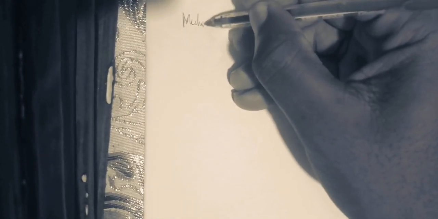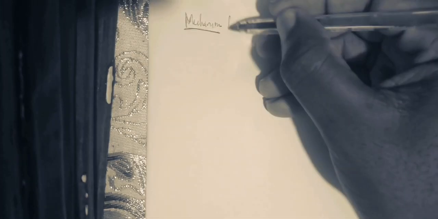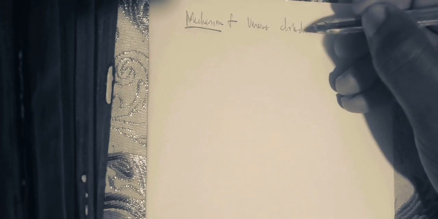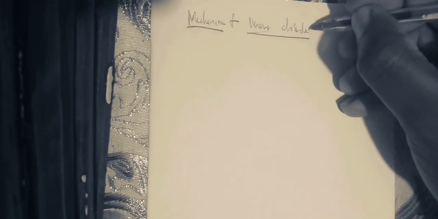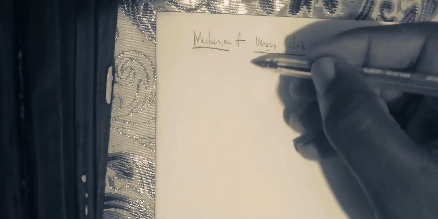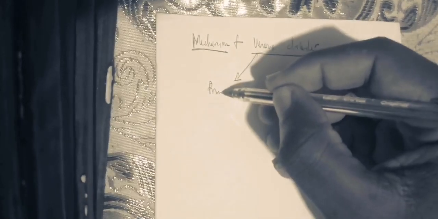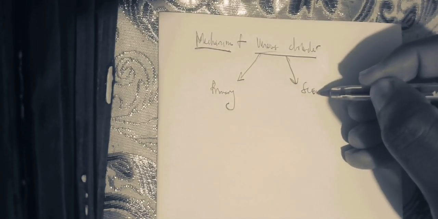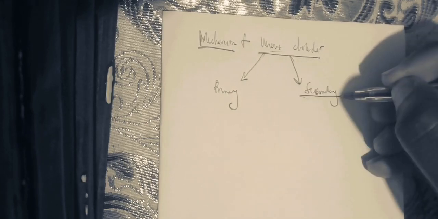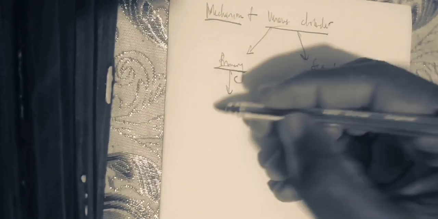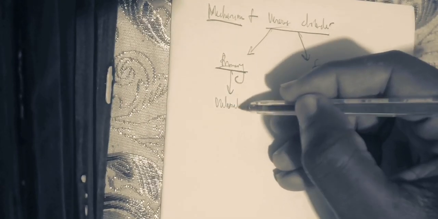Okay, so now we're going to speak about the mechanism of venous disorders, the mechanism of venopathies or venous insufficiency. Now, the mechanism of venous insufficiency depends on whether you have a primary venous insufficiency or a secondary venous insufficiency. Basically, the mechanisms are different. We need to know that in primary venous insufficiency we have a valvular defect.